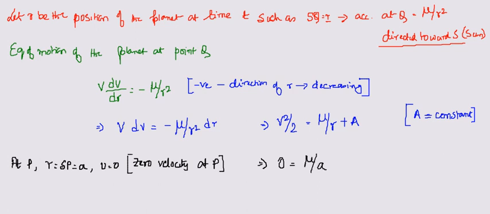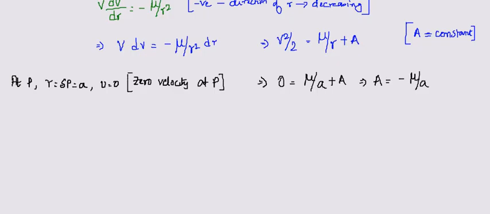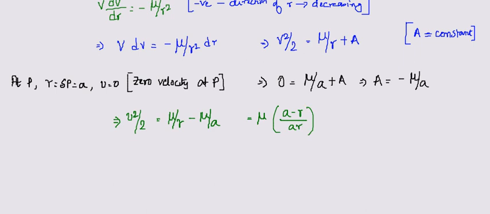Now from v square, we have 0 equals mu by r, and in r place we write a, plus A. So A, the constant of integration, is minus of mu by a. So we put in this value of A, and it will be v square by 2 equals mu by r minus mu by a. Simplifying this, taking mu outside, we get mu times (a minus r) by ar.